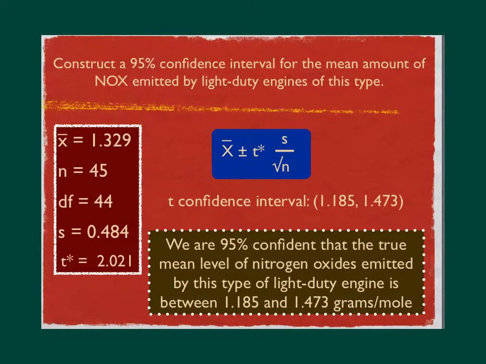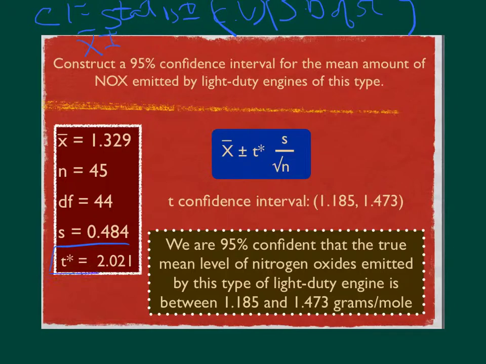We know that for a confidence interval, I need to have my statistic plus or minus my critical value times the standard deviation of the statistic. So in this case, it's going to be my x mean, which is the mean level of the chemical emitted by these 45 cars, plus or minus my critical value, which we figured out from the previous table, is going to be 2.021, that's my t critical value, times the standard deviation of these 45 cars.